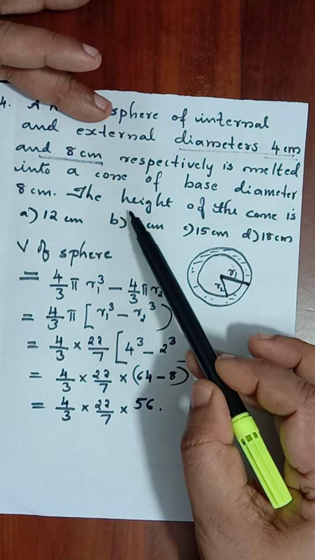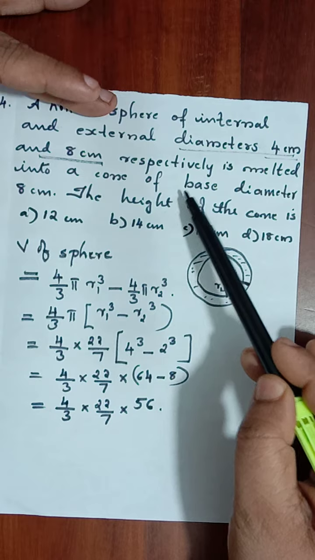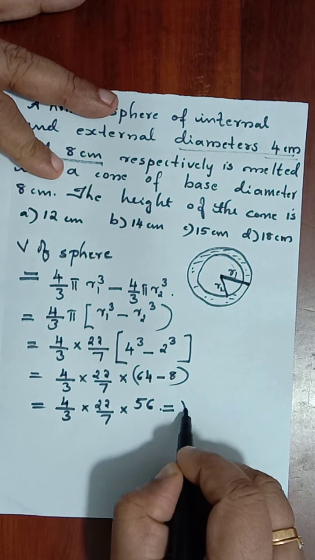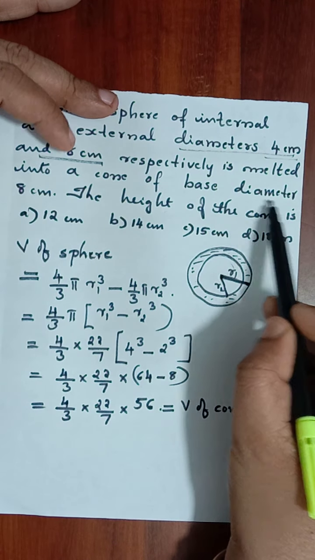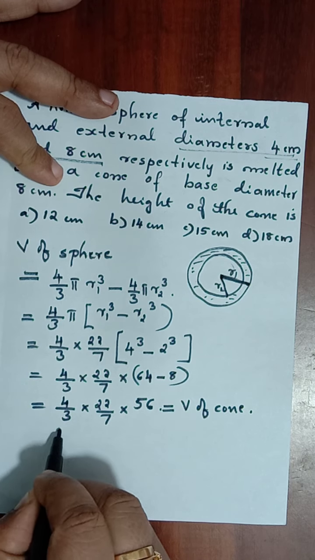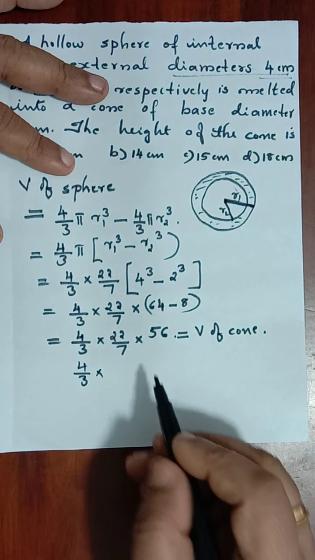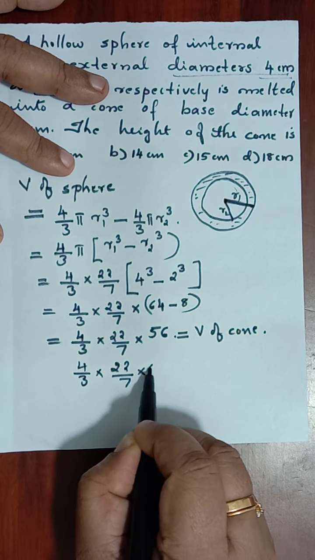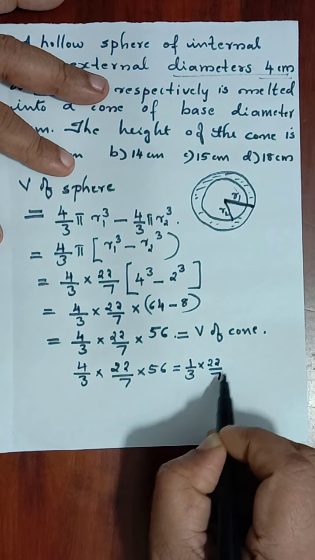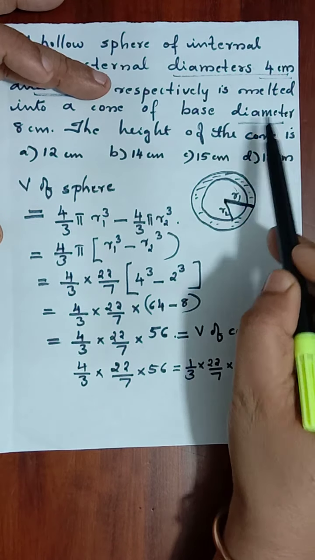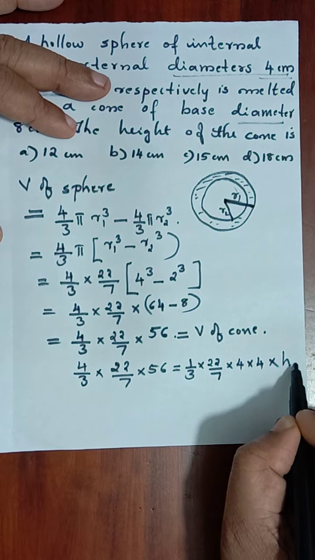Then that is converted to the cone. The hollow sphere is melted into a cone. So this is equal to the volume of the cone. The cone's base diameter is 8, be careful. So 4 by 3 into 22 by 7 into 56 is equal to 1 by 3 pi r square h. Diameter 8, so radius will be 4. R square into h.